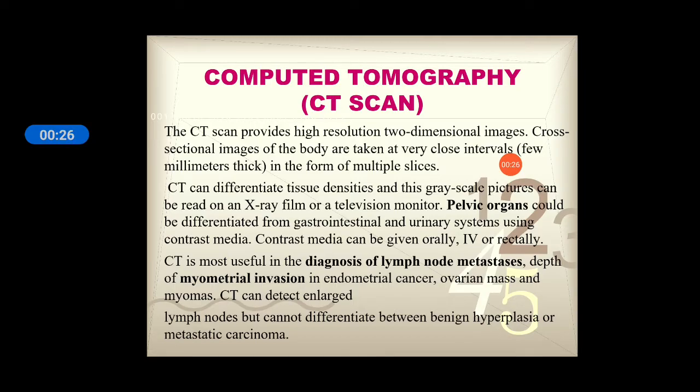The CT scan provides high resolution two-dimensional images, 2D images. Here the cross-sectional images of the body are taken at very close intervals, a few millimeters thick, in the form of multiple slices. You might have seen the CT scan films of a patient, how the reports are given, in slices, because it is taken in cross-sectional images.